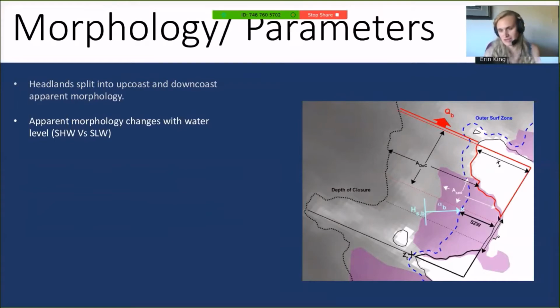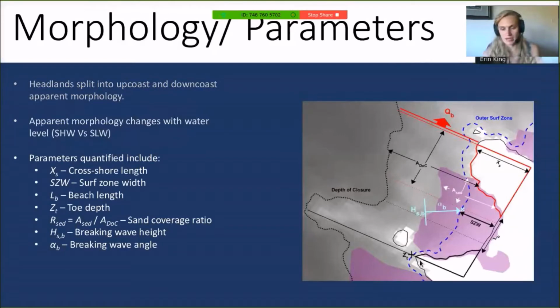So this here is spring high water. Now the headland morphology is defined at the waterline. So when we go to spring low water, the headland morphology will change as that waterline changes. And that's important for predicting headland bypassing rates, as we'll see later.